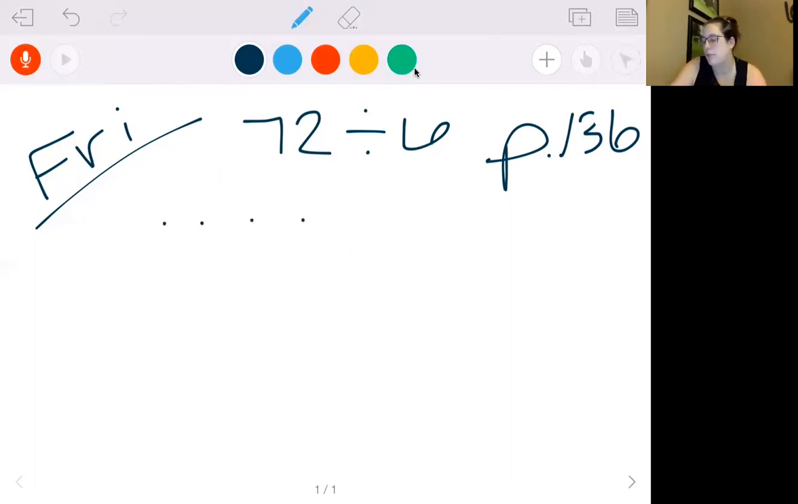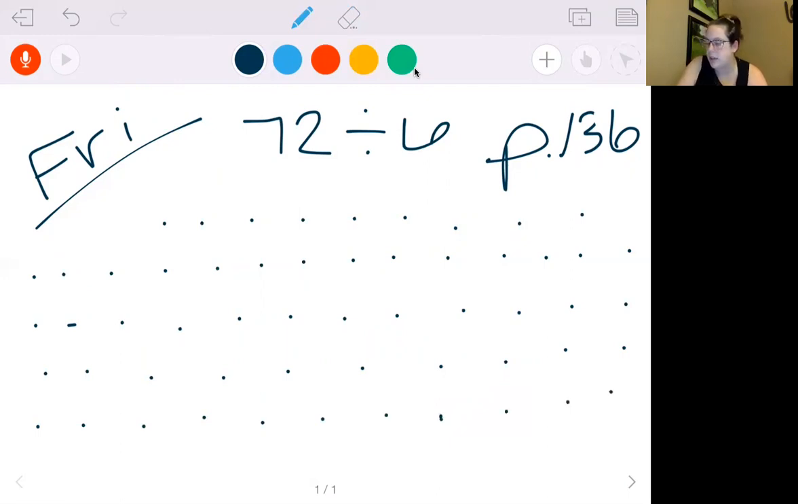1, 2, 3, 4, 5, and so on, counting up through 72. So that is all of our 72 dots.